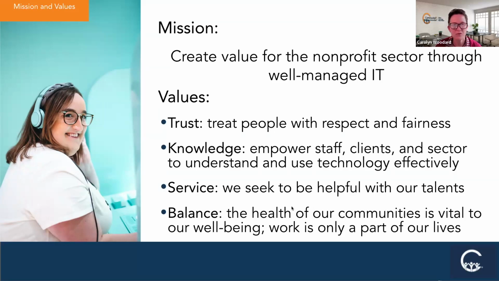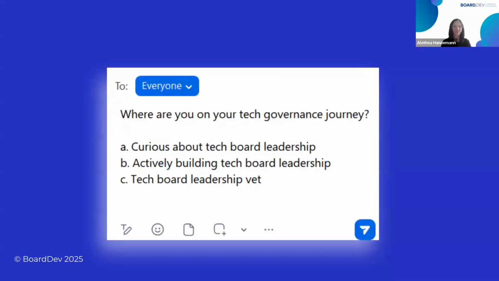So now I'm going to turn the presentation over to Alethea, and I believe we're going to start with a poll. Yes. Thanks. And everyone, if you could take a look at this and just tell us where you are thinking about tech governance and tech board leadership. Are you curious? Are you actively doing this on your board? Have you been doing this for a while, or are you just not sure?